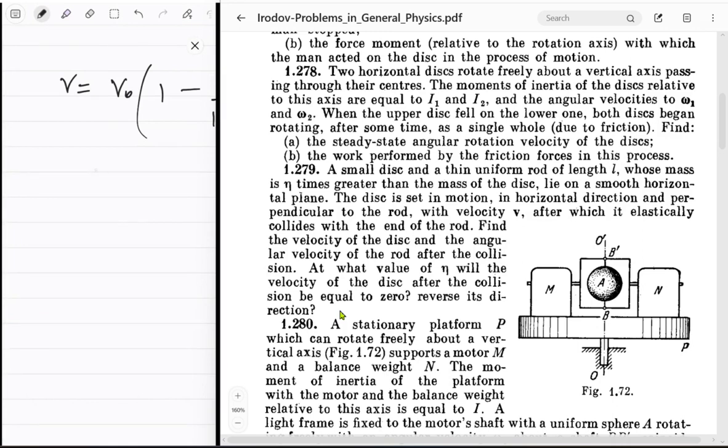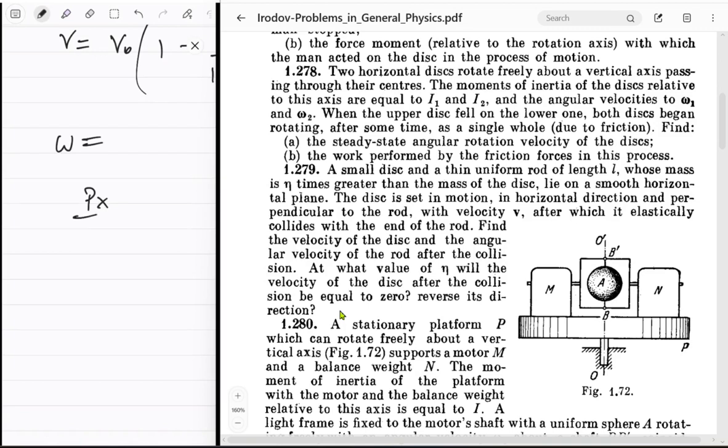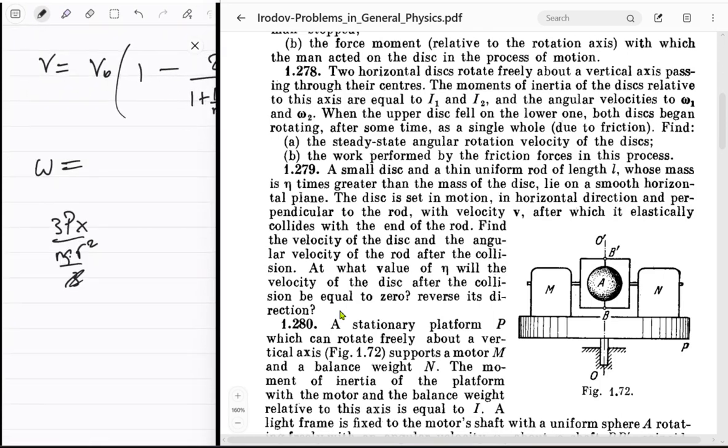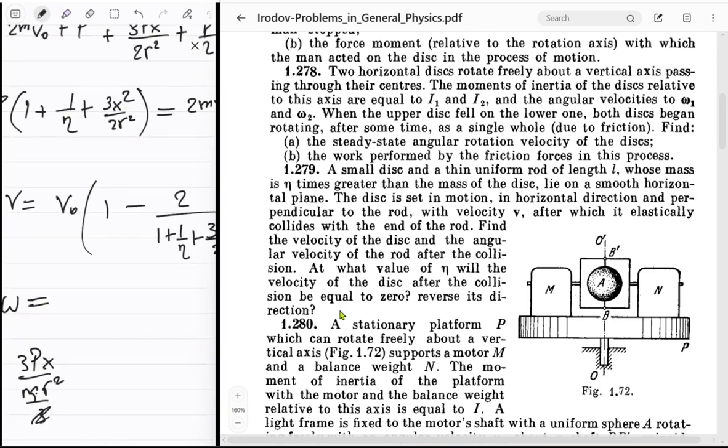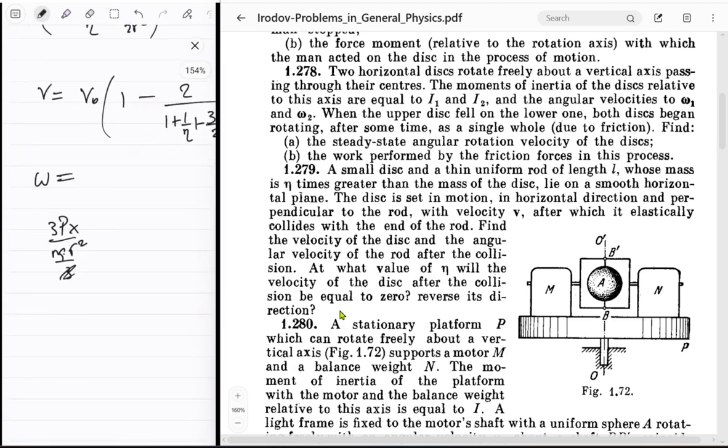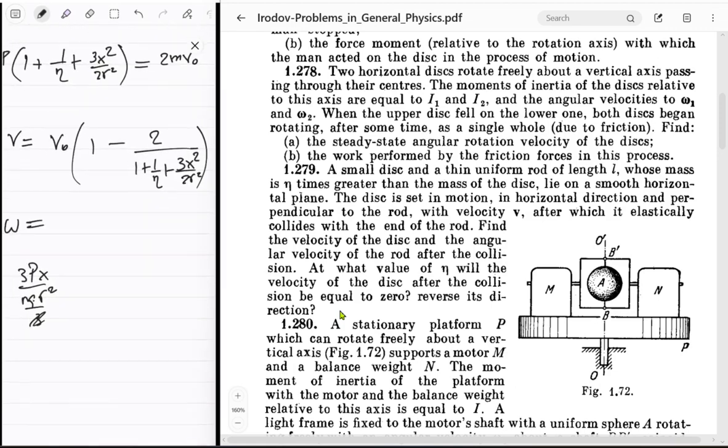And what else do you want? You want omega. So omega is just p times x upon the inertia. It's like just px upon m r squared upon 3, right? So it's like 3px upon m r squared. See, you have to figure out what that thing is. Okay, p, just substitute that over there, all of this, 2m v naught upon, right? And you want 3x upon m r squared of this guy. Wow, it's going to take forever.